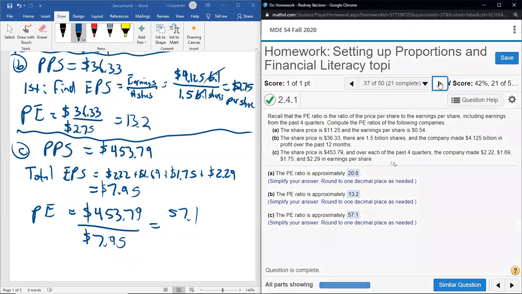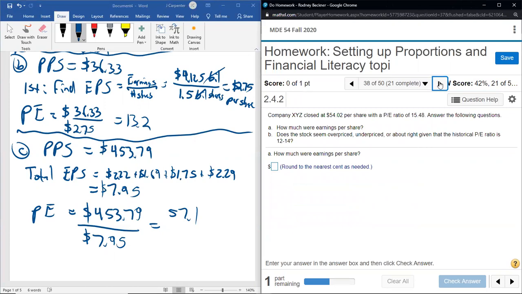All right, next. Company XYZ. Oh, I love XYZ. I used to like ABC, but XYZ is pretty cool now. Anyways, company XYZ closed at $54.02 per share with a PE ratio. They gave us the PE ratio, that's different, of 15.48, kind of in that sweet spot. Answer the following questions. How much were earnings per share?